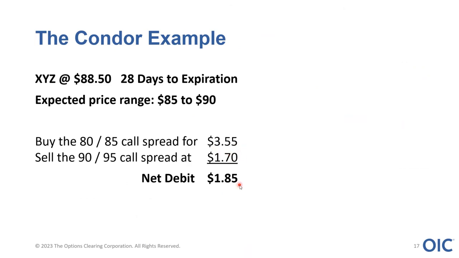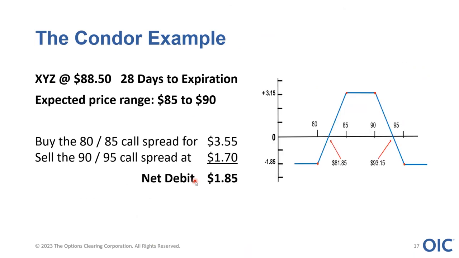And we're going to put these two together. Your total net debit for the actual complex long condor that we're talking about is $1.85. That's how much you are actually going to debit your account to put on all four of these options. And what does this look like from a P&L perspective?